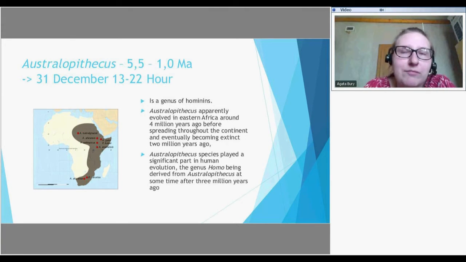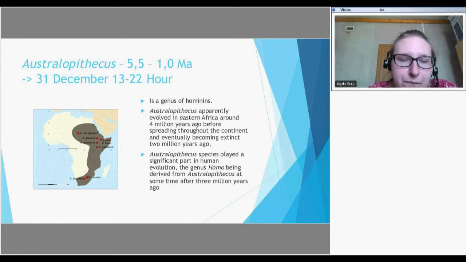First, maybe not yet humans, but hominins, Australopithecus, which lived 5.5 to 1 million years ago. It's the very end of our Earth history, which gives us 21st December from 1 p.m. to 10 p.m. And Australopithecus evolved in Eastern Africa and then spread through the continent.